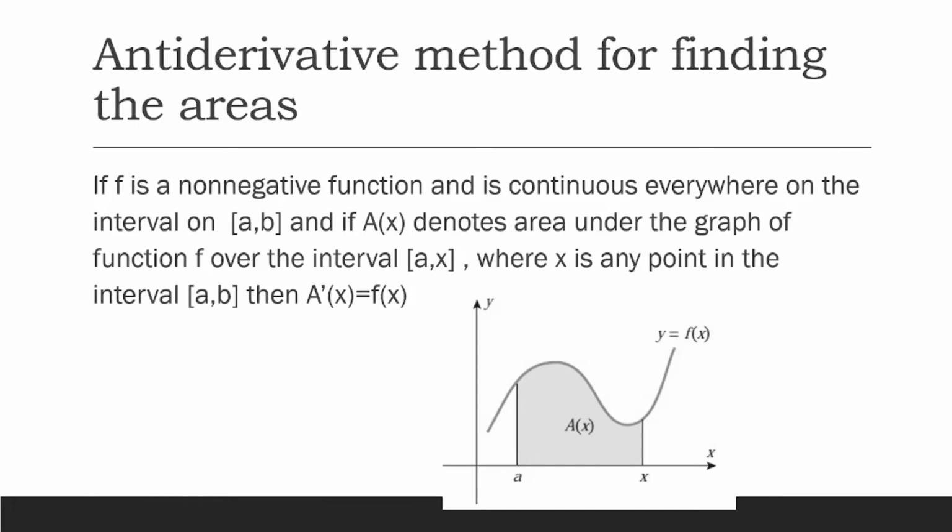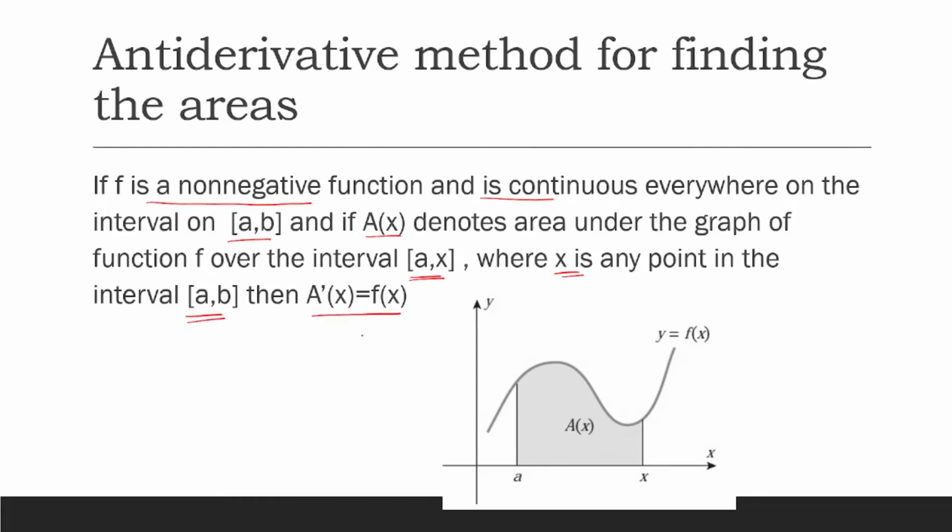Now what is the antiderivative method for finding the areas? Though the rectangle method was much appealing, still Leibniz and Newton wanted some progress in this area problem, so they came up with this antiderivative method of finding the area. What this method says: if f is a non-negative function and it is continuous over the interval ab, and if I consider A of x, which denotes the area under the curve for that particular function over the interval a comma x, where x is any point in the interval a comma b, then A dash of x equals f of x.